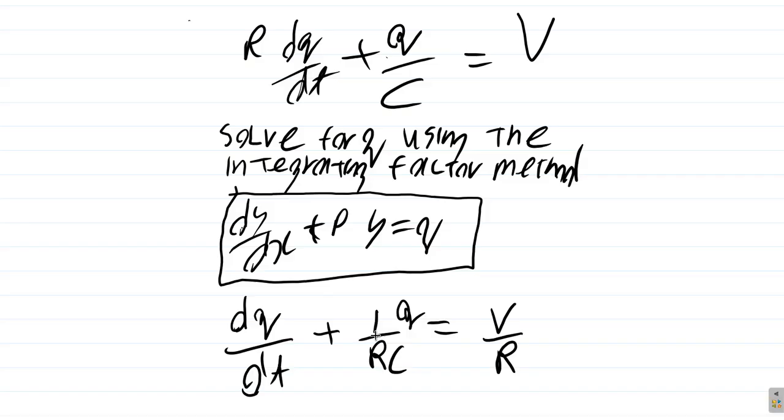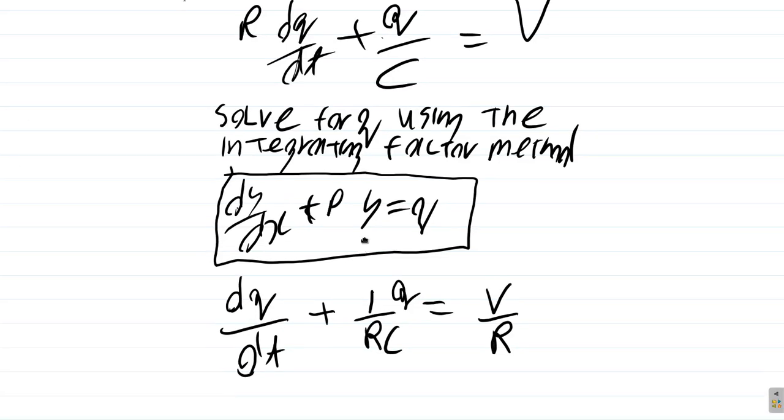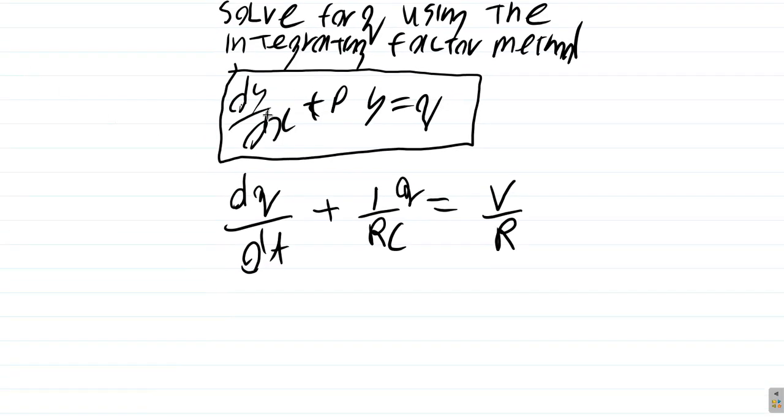Now as you see here, instead of dy by dx, we have dq by dt. So q takes the place of y, t takes the place of x. Now, in this case, our p would be equal to 1 over rc. See that?